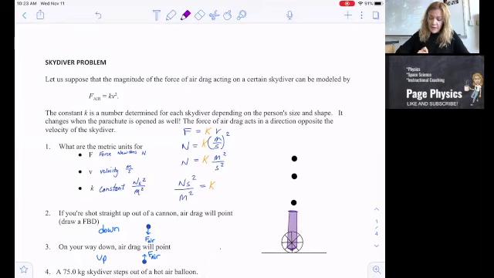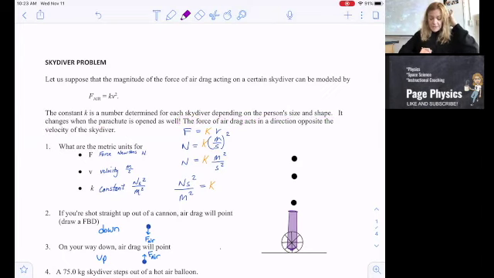The constant k depends on how big the person is, the size and the shape. We're going to give you some values for this constant along the way to represent the fictional person falling through the air. And that changes when the parachute opens, so it very much depends on the situation. Keep in mind that the force of air drag acts in a direction opposite to the velocity of the skydiver. So air drag and velocity are always in opposite directions when somebody is falling.